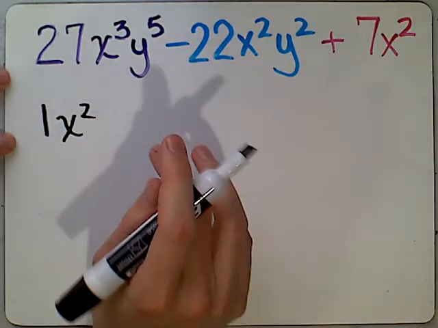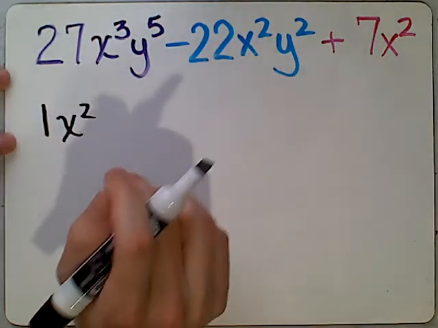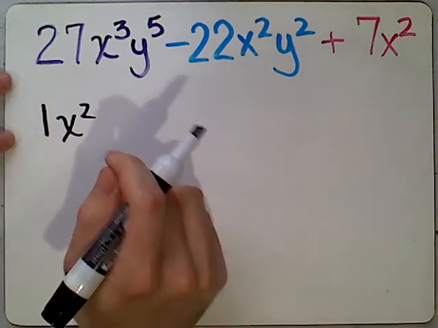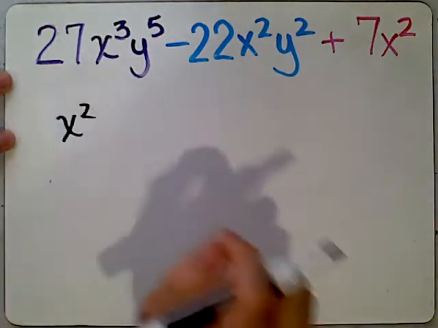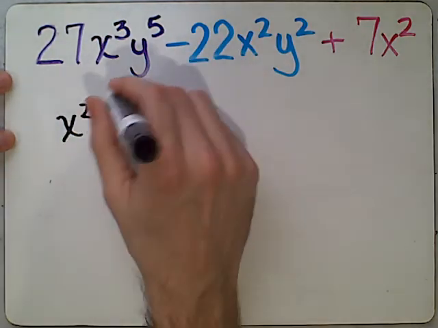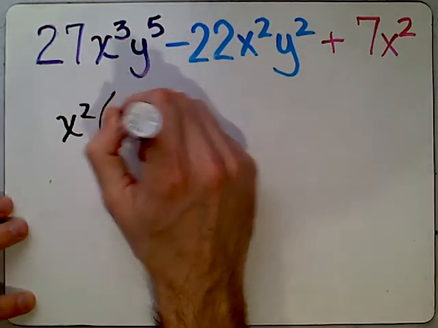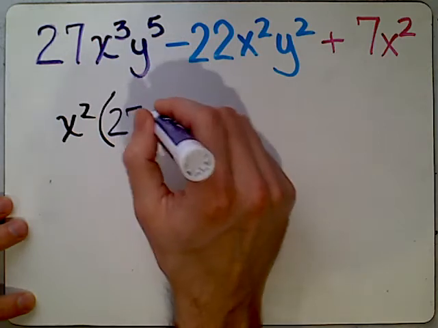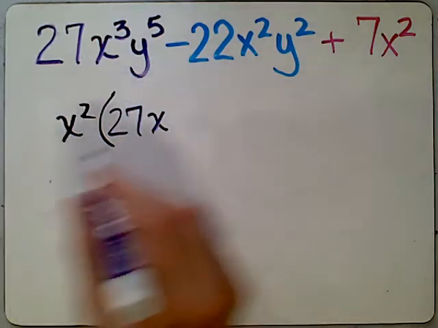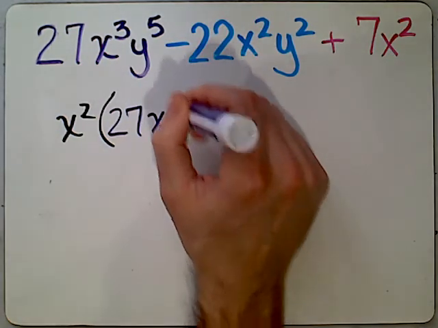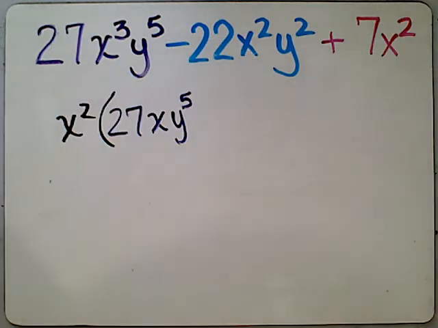Technically, we can take out a 1x squared, but dividing each coefficient by 1 is not going to accomplish anything, so I'm just going to view this as x squared. So we're going to divide x squared out of this first term. Again, the 27 is not affected. There were 3 x's. There is now only 1. There were 5 y's. There are still 5 because we didn't take any y's out.